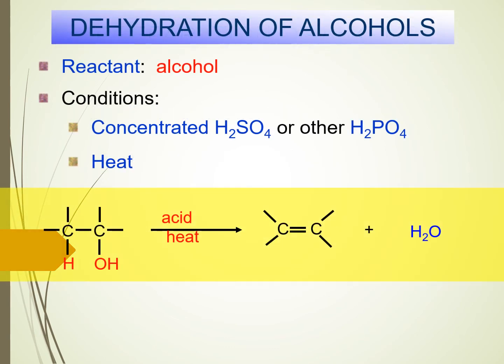In dehydration of alcohols, hydrogen and OH are removed from adjacent carbons. In this reaction, sulfuric acid acts as an acid catalyst. Sulfuric acid and also phosphoric acid are the most frequently used acids in the dehydration of alcohol. It can also be substituted by potassium hydrogen sulfate.